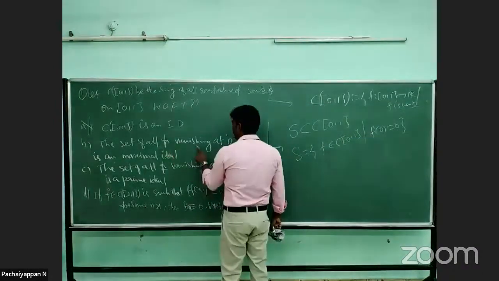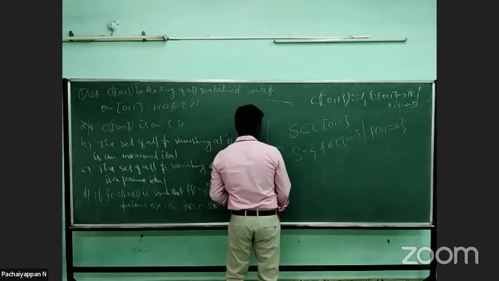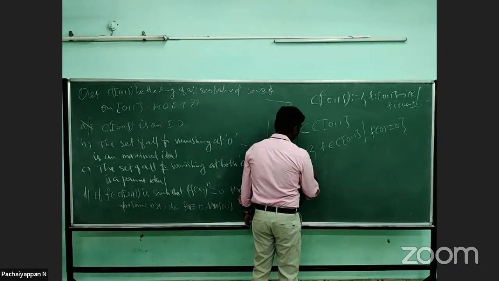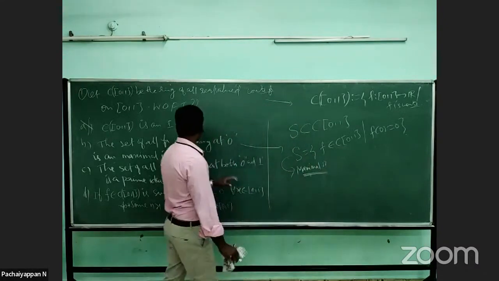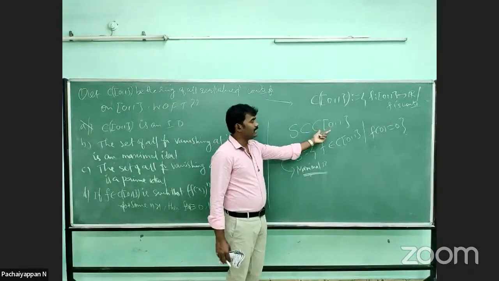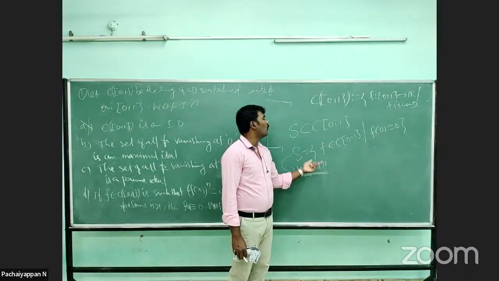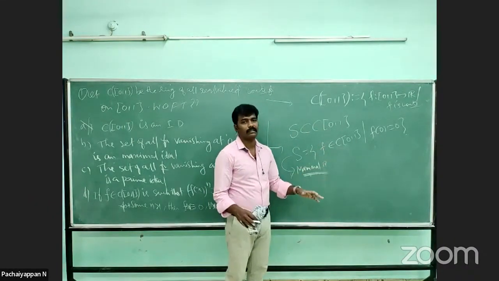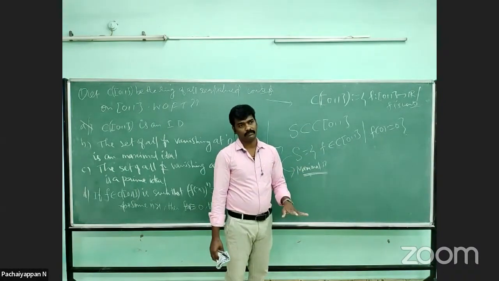Set of all functions vanishing at 0 is a maximal ideal. The question is whether S is maximal or not. Whatever is given in words, I am converting to set notation. In the parent set C[0,1], we are collecting the elements vanishing at zero. Does that set form a maximal ideal or not?